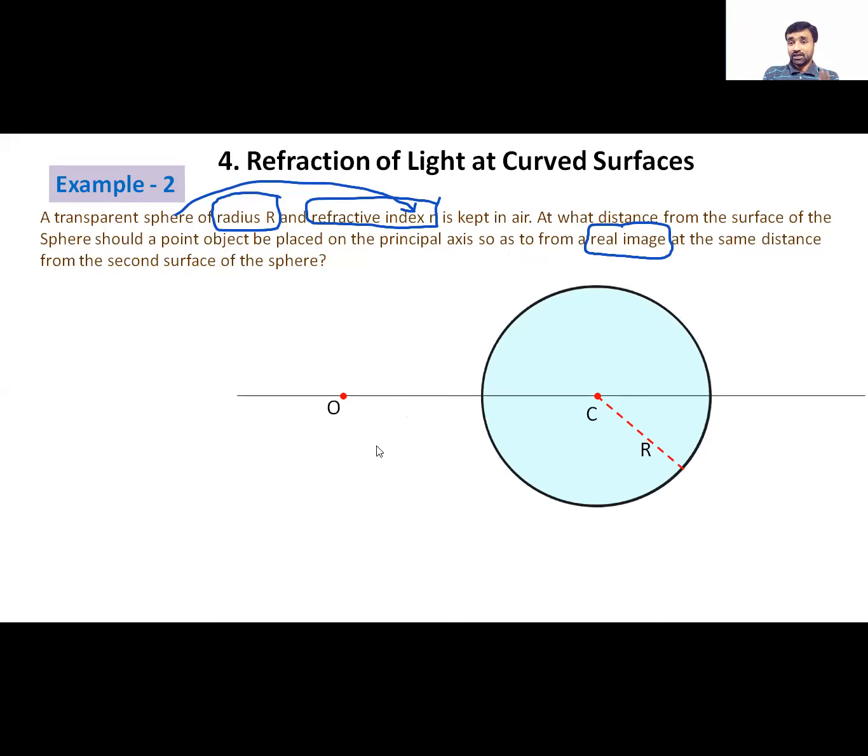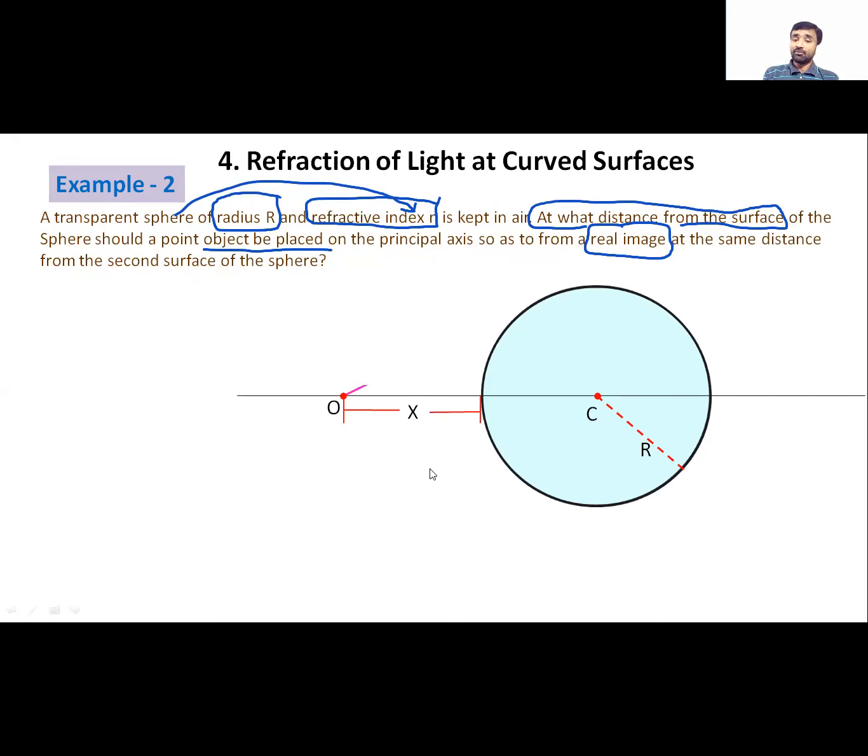To get the image, I require two rays. One is along the principal axis. The object distance is not mentioned in the question. Actually, it is asked, at what distance from the surface should the object be placed? So I don't know that distance. I'm taking the distance as an unknown value, x. x is the object distance. So I placed the object at a distance x from the surface, so u is equal to x. According to the sign convention, we will change it.